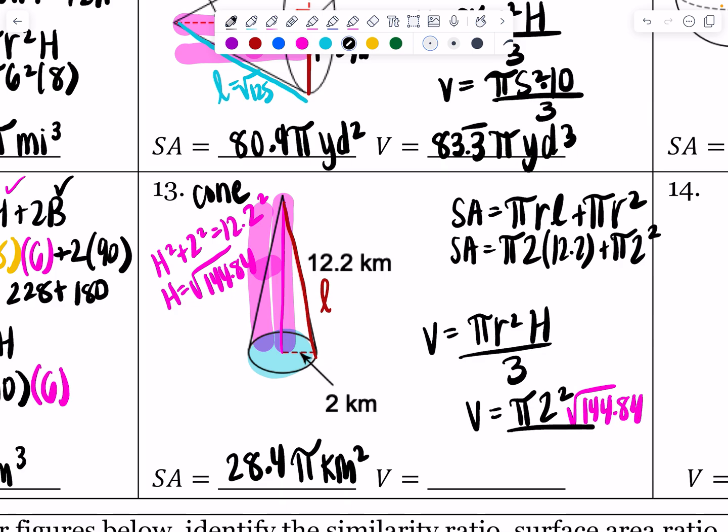And then since this is a cone, I divide by 3. So I'm going to go ahead and type that in. Square root of that answer is about 12.03. I'm going to multiply that times 2 squared. I'm going to divide that by 3. So what is that in terms of pi? That's going to be about 16 pi km cubed.